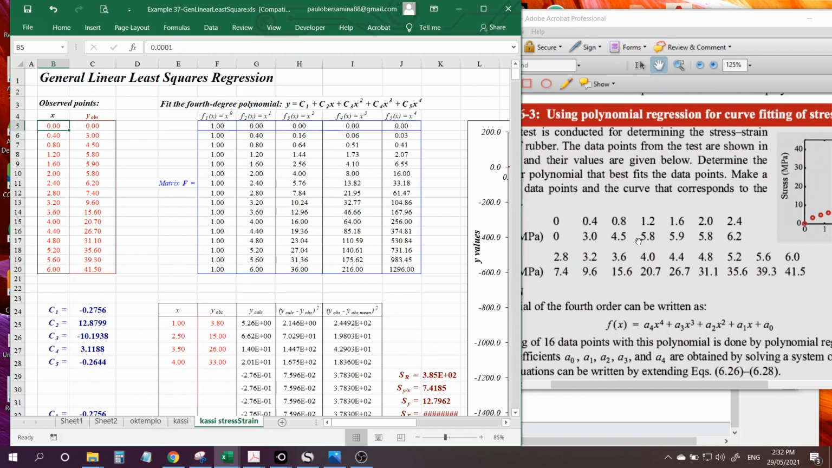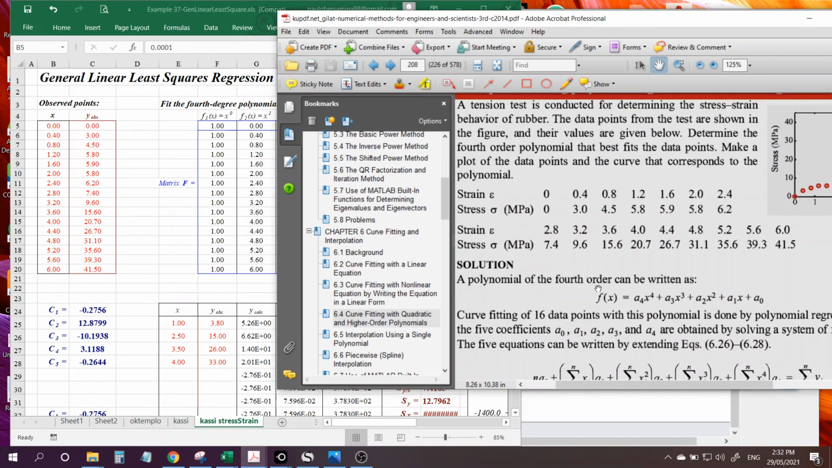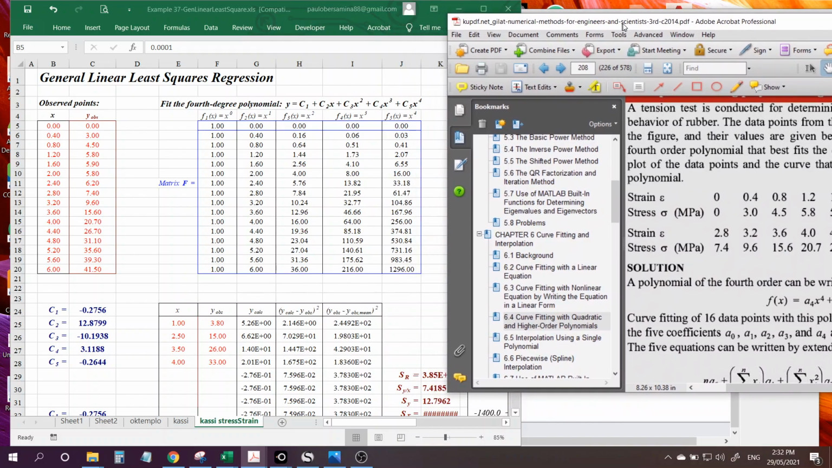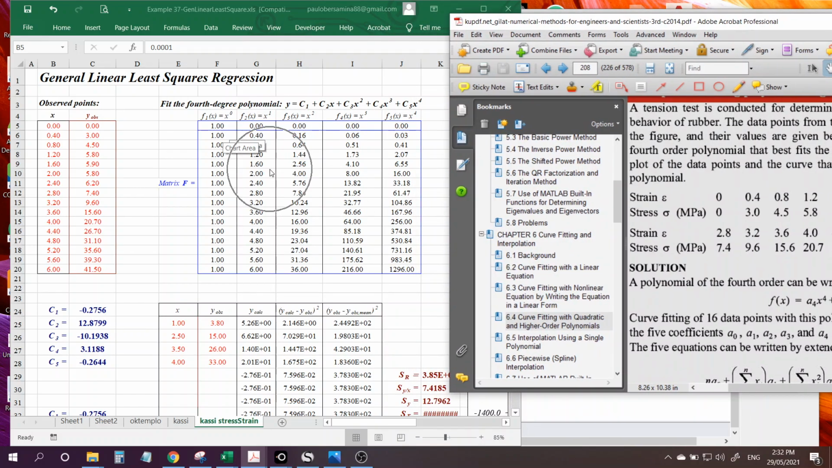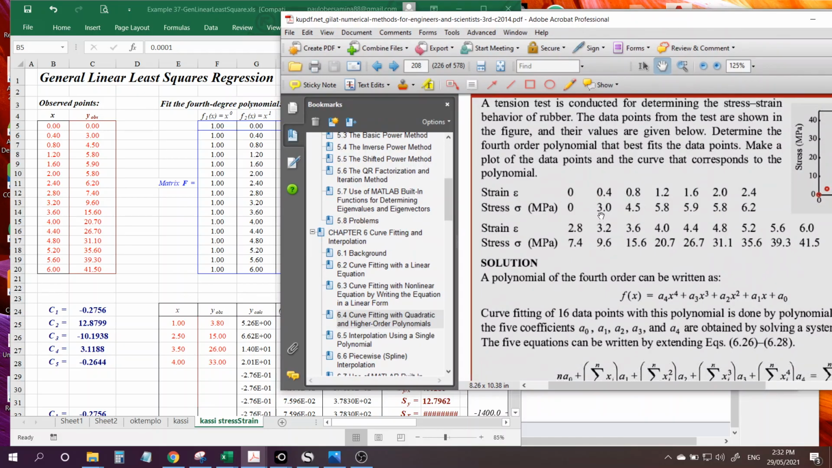If you see, there are very small numbers that need to be typed in. For this problem, we are required to use a fourth order, so we will be using this whole matrix here in the spreadsheet, because we are now getting a fourth degree polynomial. And if you type in all this data: 0, 0, 0.43, 0.43, 0.8, 4.5, 1.2, 5.8, 1.6, 5.9, 2 and 5.8, 2.4, 6.2, 2.8, 7.4, 3.2, 9.6, and so on and so forth.